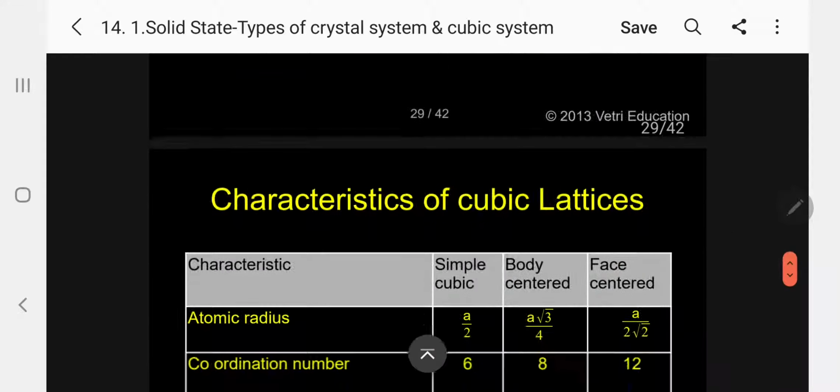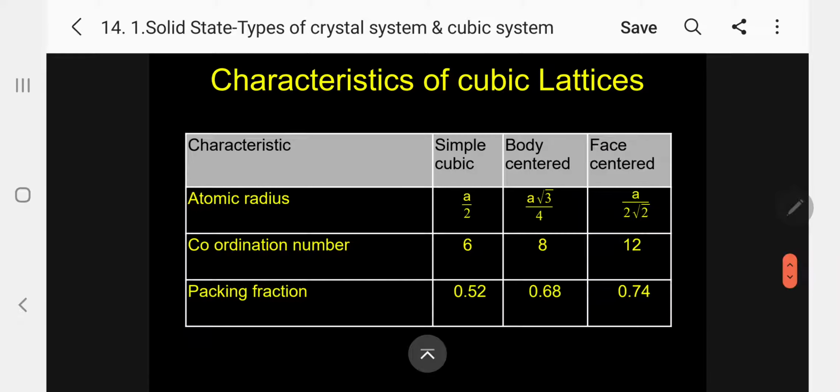The next one, 3 more parameters. Atomic radius is just half of the previous one. Simple cubic: A by 2. Body centered: A root 3 by 2 into 2, nothing but A root 3 by 4. Face centered: A by 2 into root 2. Please follow, the previous value divided by 2 is the atomic radius.